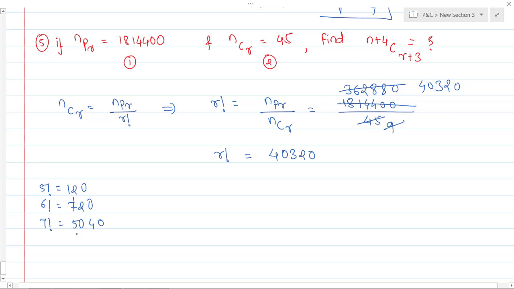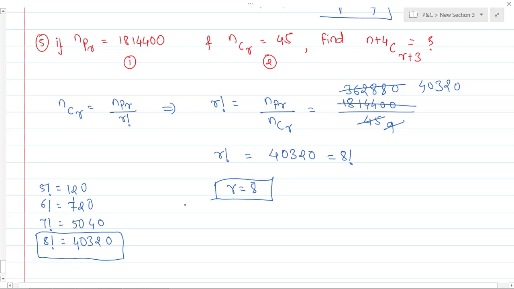So 5040. And what is 8 factorial? Multiply 5040 into 8. So you will have 0, 8 fours are 32, 2 carry 3, and 8 fives are 40. Perfect. So 8 factorial is nothing but 40320. So this is equal to 8 factorial. So what will be the value of r? It is equal to 8.